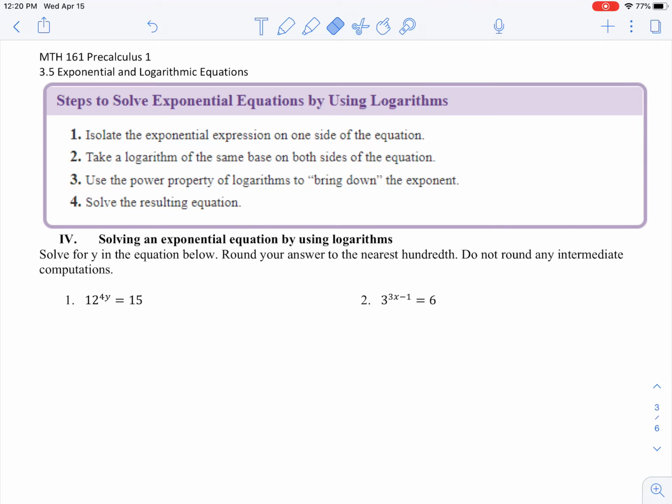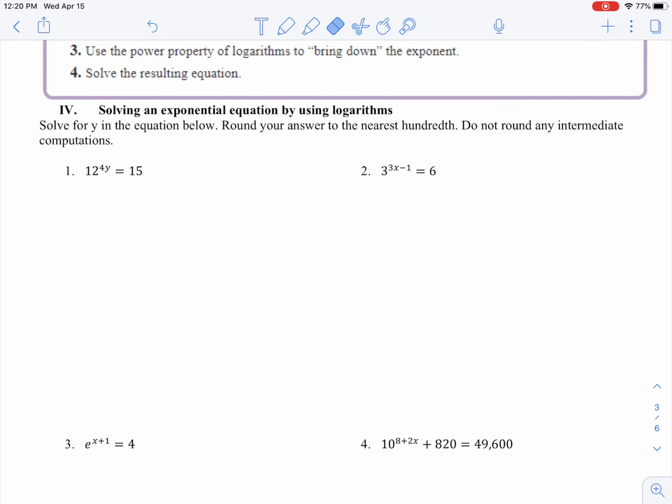They said solve for y in the equation below. Solve for y or x, because number 1 has y and number 2 has x. We will round the answer to the nearest hundredth. Do not round any intermediate computation. I'll ask you to do this too: write down the exact solution and get the decimal approximation rounded to 4 decimal places. So let's start with number 1.